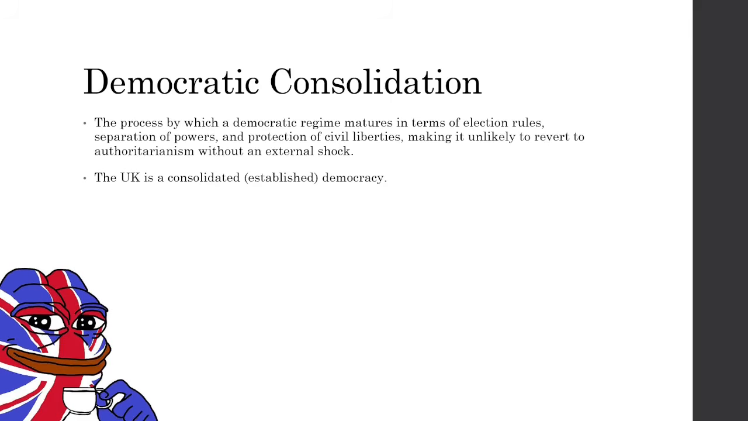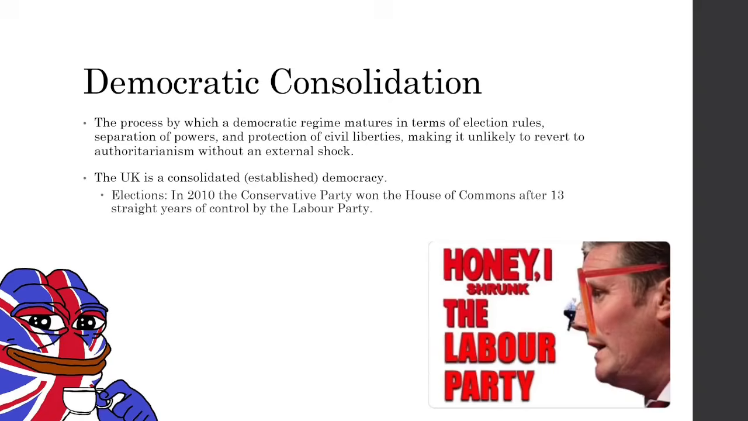So the UK is our example for this course, and it's just an example of a democratic process. In 2010, the Conservative Party won the House of Commons after 13 years of control by the Labour Party. That's not that long, but 13 years is a long time, guys. An example of rule of law would be the House of Commons, which is directly elected by the public, voting against airstrikes in Syria. They had this military decision, and the legislature voted against it.